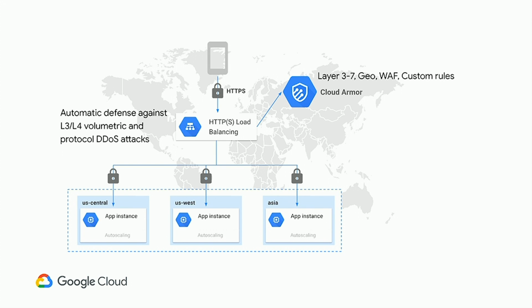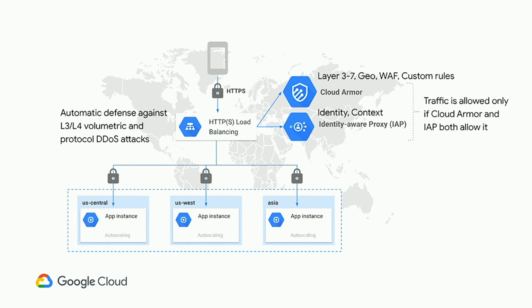If you would like to apply custom rules for your load balanced application, then you can use Cloud Armor, and you can associate the Cloud Armor security policy with your load balancer. If you would like to allow access to your load balanced application only for users that have been granted this access using IAM policies, then you can use a product called Cloud IAP.